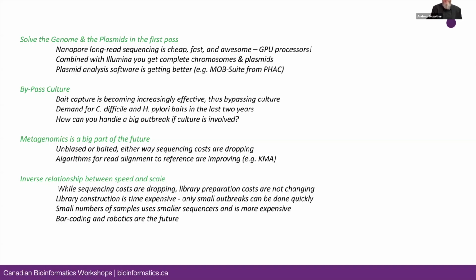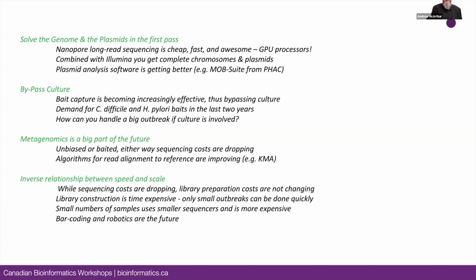Culture can be a limit, right? You have many limited culture capacity. So bait capture is what we just showed to increase effectiveness. So we're starting to bypass culture and only do bait capture. Particular things that are a pain to culture or a pain to isolate, the H. pylori or C. difficile, we're going to use bait capture or nanopore-based methods. But if culture is involved, how do you handle a big outbreak?